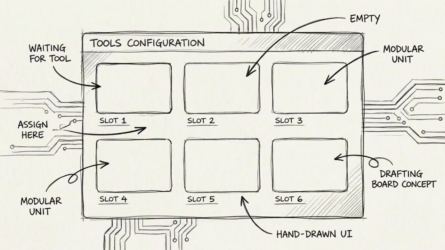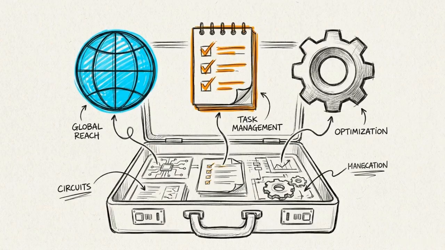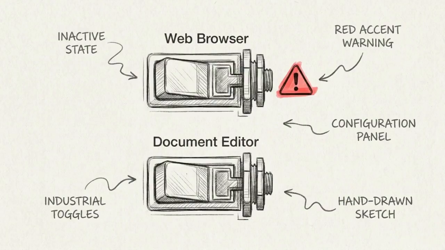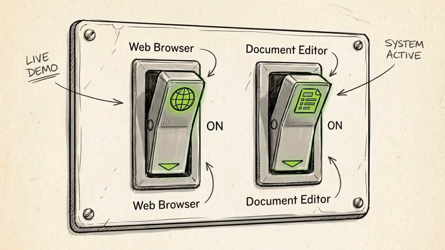Next, we have to equip our new employee. An agent cannot interact with the outside world unless we allocate the right tools to its profile, specifically web access and document editors. Look at these two toggle switches. If these are not enabled, your agent remains isolated from the live internet. We need both the web browser and document editor locked into the on position.